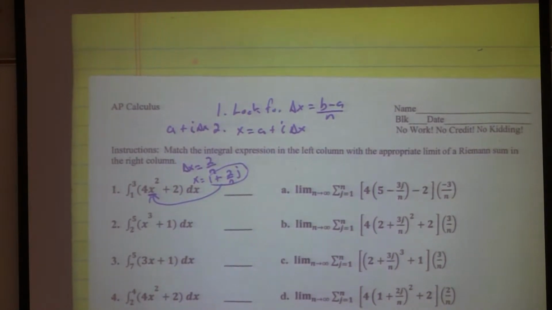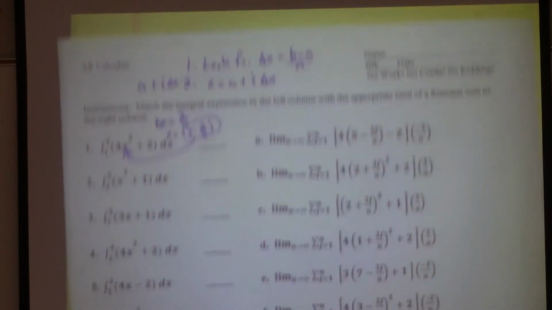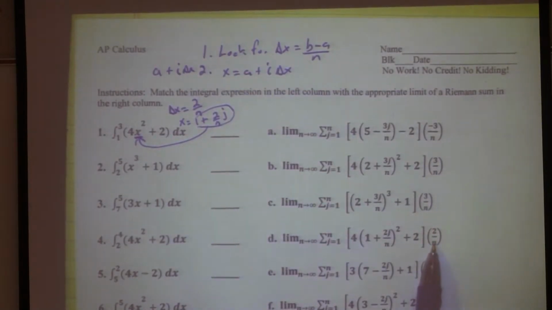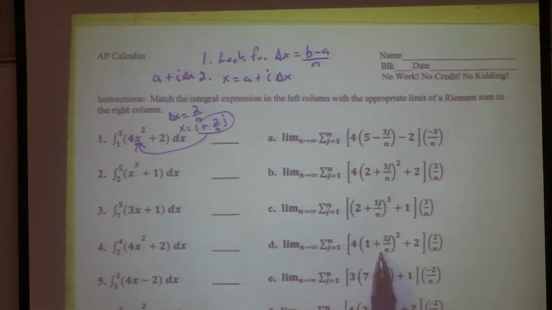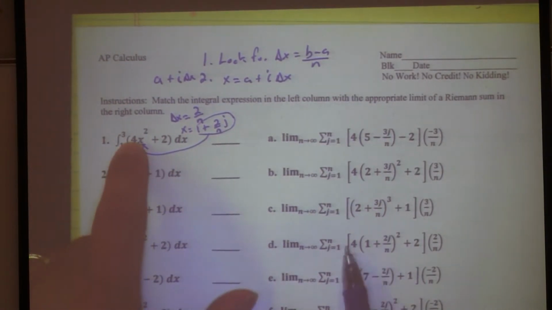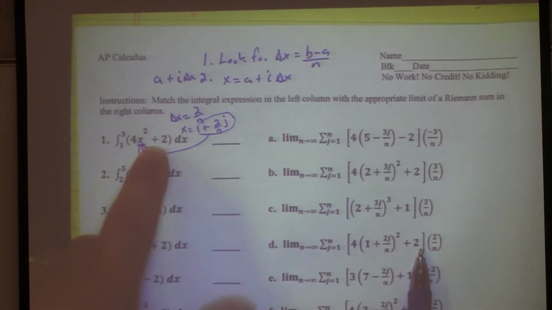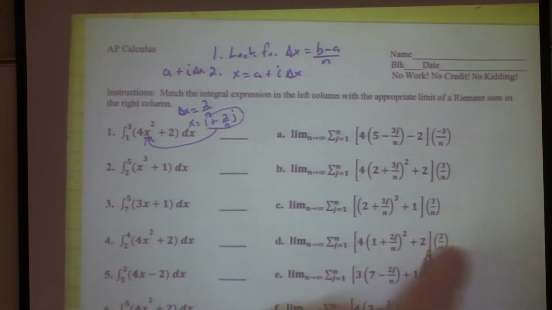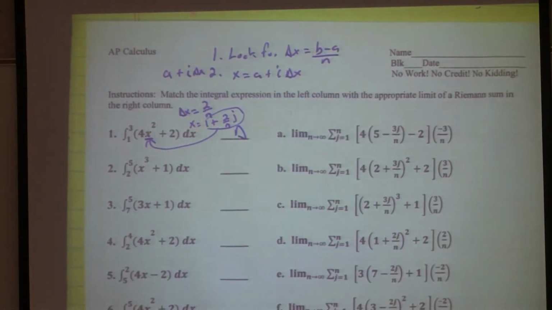What do you think it would be? Letter D? Does it have that 2 over n on the outside? Does it have this plugged inside of there for the x? And it follows the formula, right? 4 times that squared plus 2. Right, so that function matches with this one. So this limit is equivalent to this integral. You need to be able to do that.